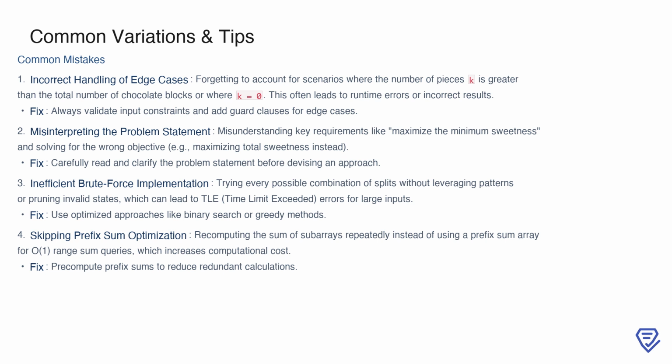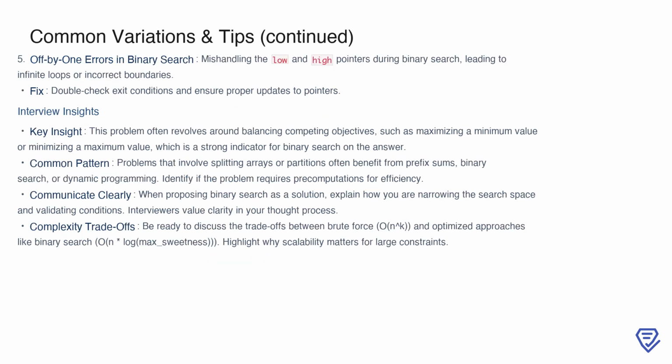Finally, skipping prefix sum optimization is a common pitfall. Recomputing the sum of subarrays repeatedly is inefficient and significantly increases computational cost. A more efficient approach is to precompute a prefix sum array, which allows you to perform range sum queries in constant time. Another common issue is off-by-one errors during binary search. Mishandling the low and high pointers can result in infinite loops or incorrect boundary conditions. To resolve this, double-check your exit conditions and ensure you're updating the pointers correctly.